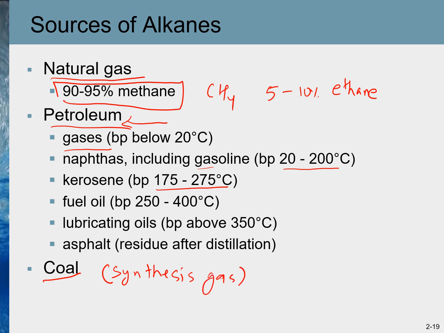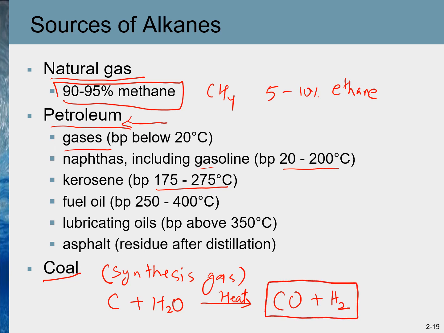So when steam is passed over a burning red hot coal, this reaction takes place at high temperature. The products of this reaction are carbon monoxide and hydrogen. This mixture is known as synthesis gas.